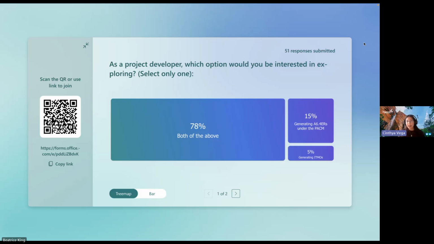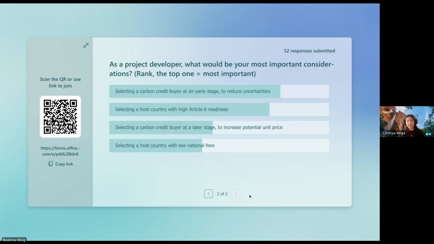Can we look at the responses for a second question? Great, thank you. Now, as a project developer, what would be your most important consideration? Here again, we ask you to drag up and down your preferred option. The top one is the most important. For our project developers of the day, selecting a carbon crediting buyer at an early stage would be the most important thing, and this is to reduce uncertainties.